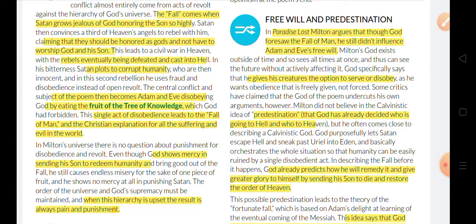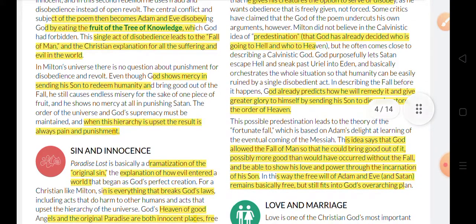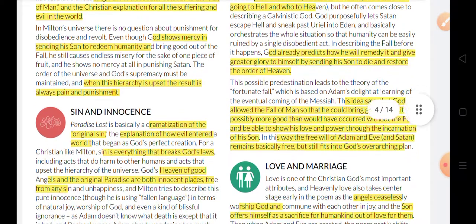And he gives his creatures the option to serve or disobey. There is no obligation or any coercion. We have freedom, we have free will. And predestination means that God has already decided who is going to hell and who is going to heaven. And God already predicts how he will remedy it and give greater glory to himself by sending his Son to die and restore the order of heaven.